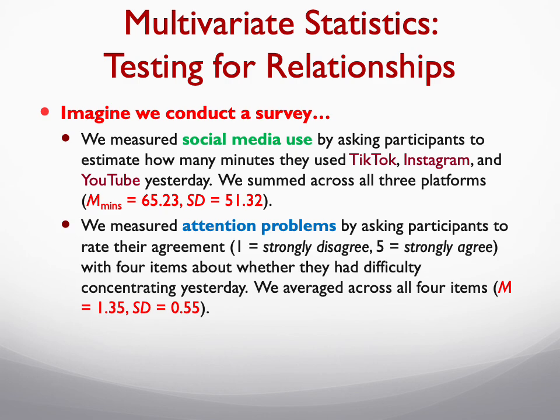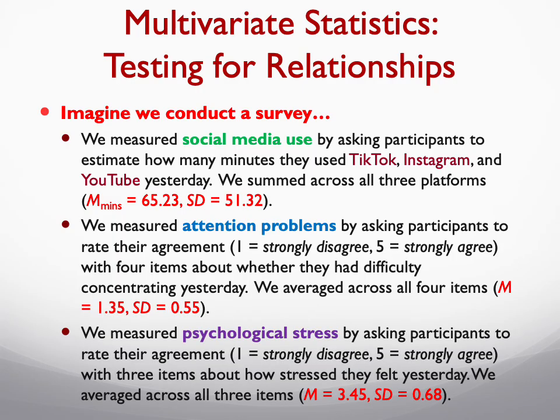We also measured attention problems by asking participants to rate their agreement with 4 items about whether they had difficulty concentrating yesterday. We averaged across all 4 items. And finally, we measured psychological stress by asking participants to rate their agreement with 3 items about how stressed they felt yesterday. We averaged across all 3 items. And again, we're reporting some descriptive information, the mean and standard deviation for each of these continuously measured variables in this example study.